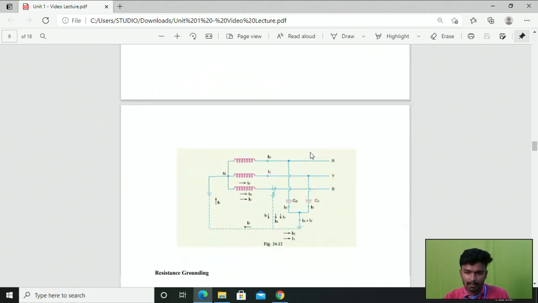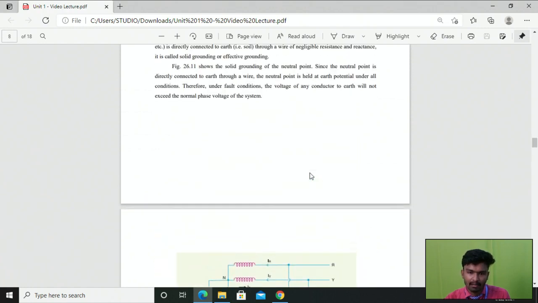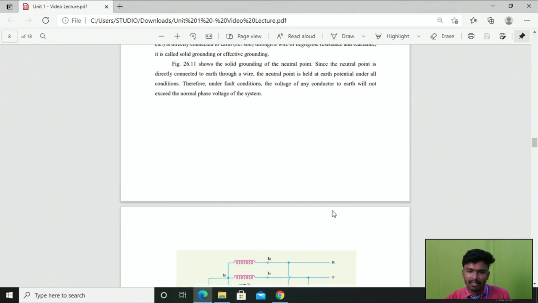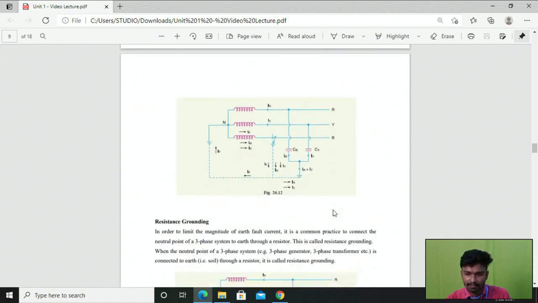This is a diagram of solid grounding. Solid grounding means connecting the neutral point directly to the earth. Since the neutral point is directly connected to the earth through a small wire, the neutral point is held at earth potential under all conditions. Therefore, if any fault occurs, the voltage of any conductor to earth will not exceed the normal phase voltage of the system.